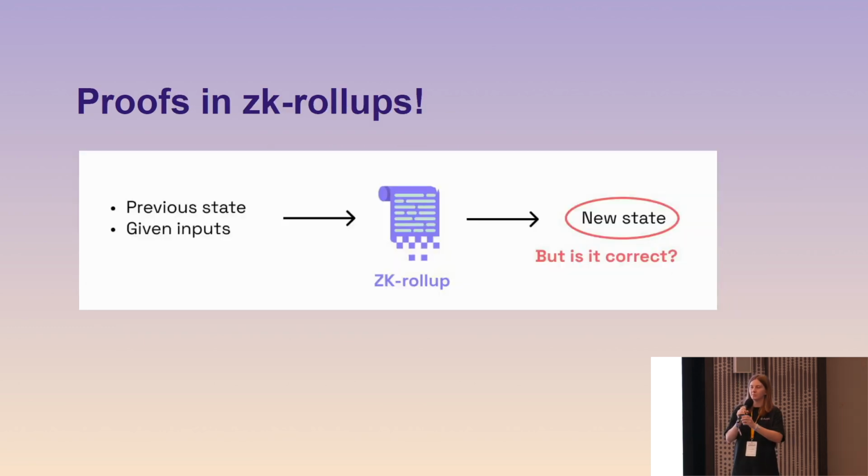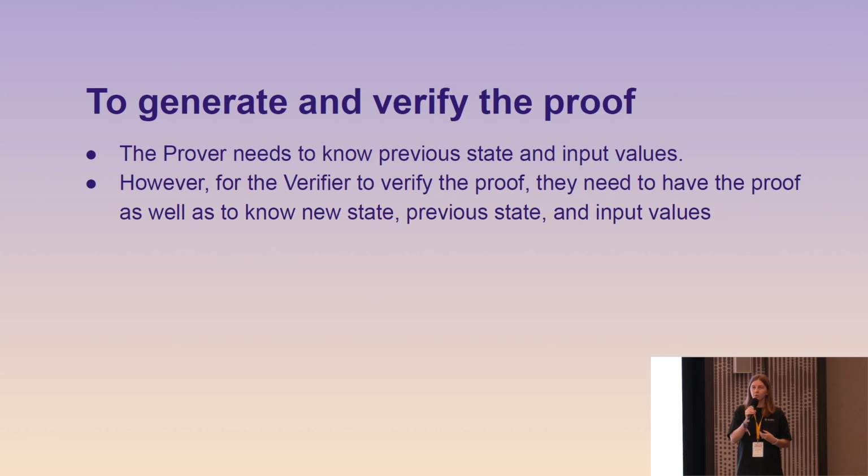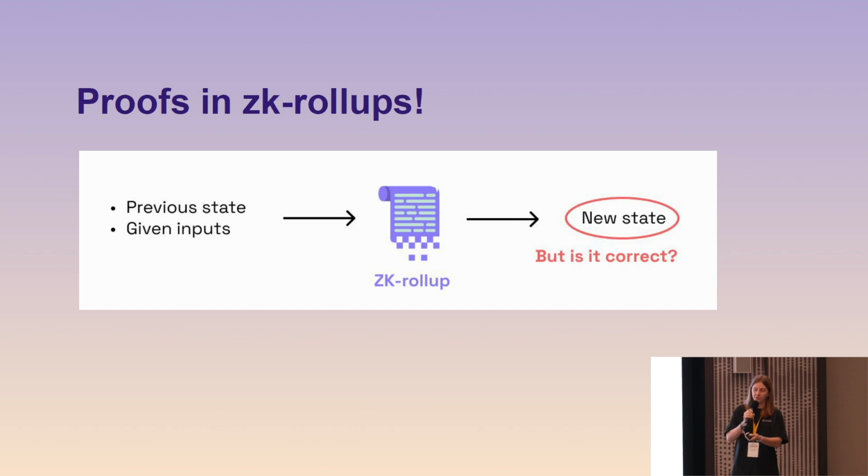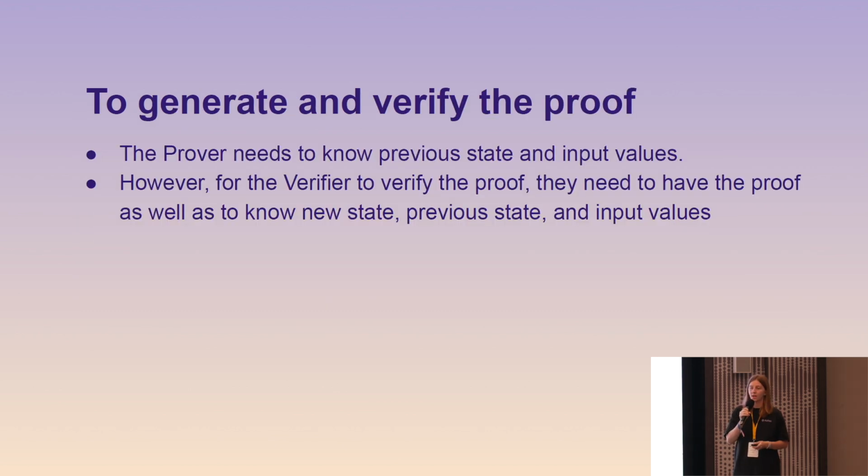So this is approximately how it looks. We had some previous state, we have some given inputs, what has happened in the block, we put them into the rollup, and we get the new state. So now we want to know, is the state correct? To generate the proof, the prover needs to know, as in this picture, the previous state and the given inputs. But the verifier, to verify the proof, needs the proof itself, the new state, the previous state, and input values.